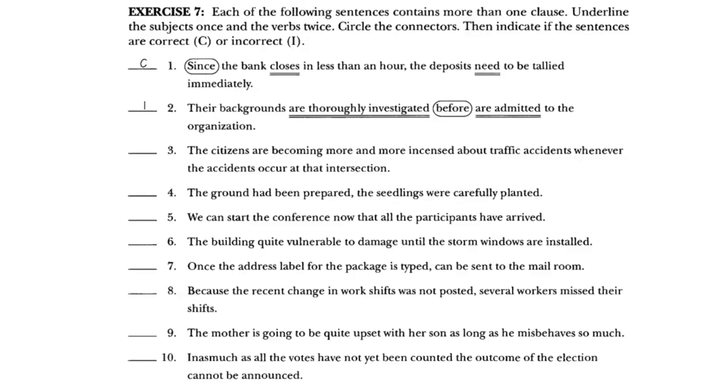Let's see number 2 and let's analyze why it is incorrect. Their backgrounds are thoroughly investigated before are admitted. What's missing? Well, the subject. Their backgrounds are thoroughly investigated before they are admitted to the organization. Okay? So again, I will give you 3 minutes to answer these sentences and then we will check together.